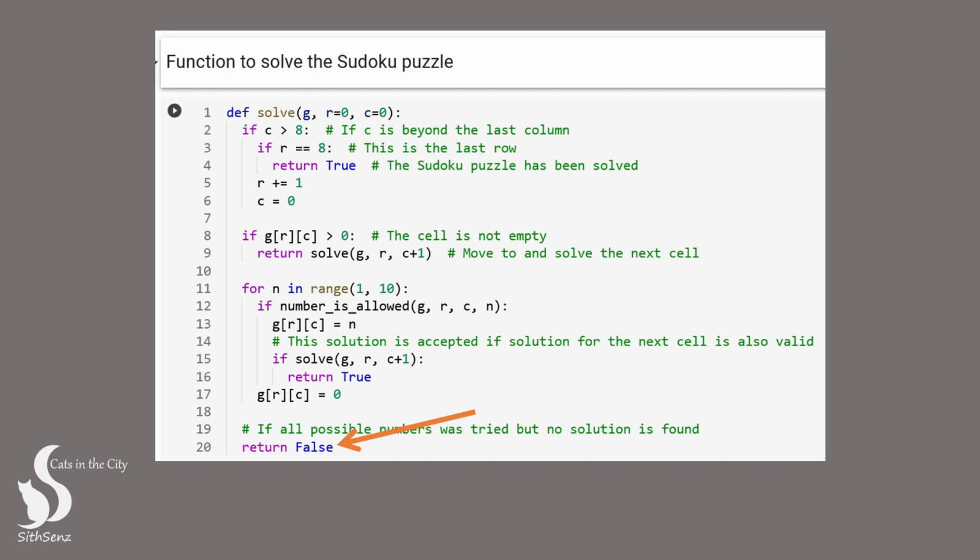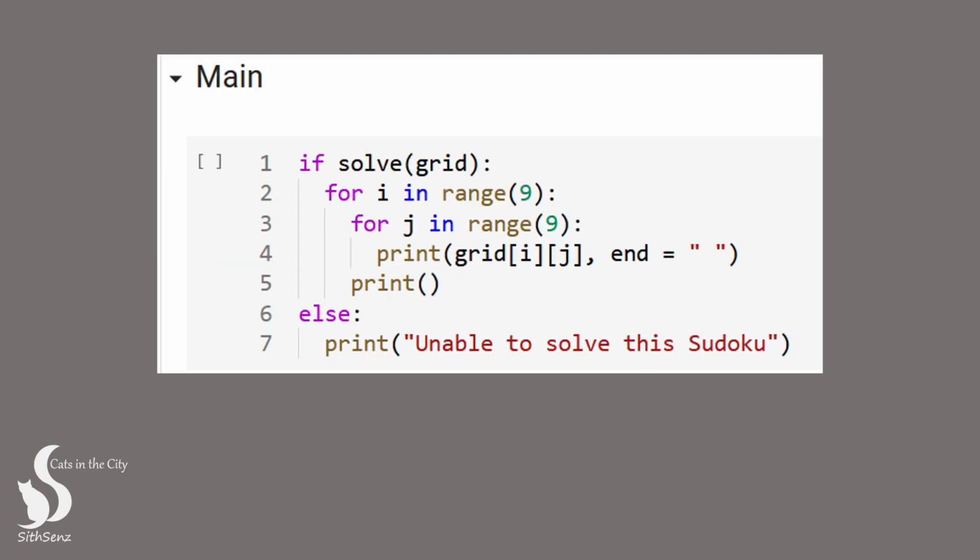As usual, we'll write a main code for our program. The main code is actually very simple. If solve function returns a true value, meaning that it has solved the puzzle, we'll use nested for loops to print our grid. As per our convention in this program, i refers to the row, and j refers to the column. The print function in Python has a built-in parameter called end, which determines what should be printed at the end of the line. By default, end is set to \n, which means that the output will move to the next line after each call of the print function.